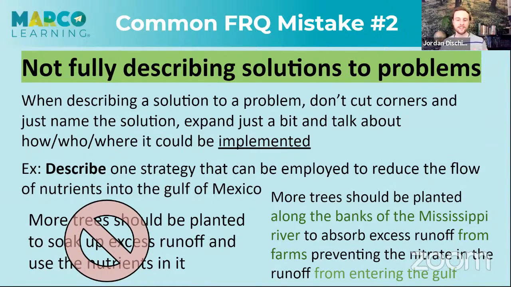And so think of that kind of like, why is this happening? Where is it happening? How is it happening? And so if we just specify and we say more trees should be planted along the banks of the Mississippi River to absorb excess runoff from the farms, preventing the nitrate and the runoff from entering the Gulf. We've been specific now about where this is happening. This elevates our answer, and it's now worthy of earning a point.